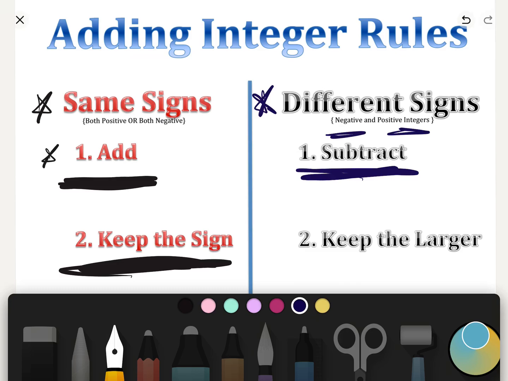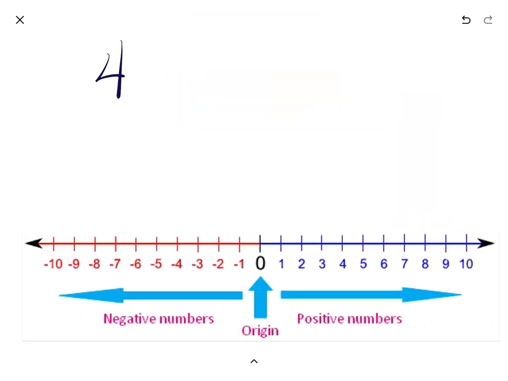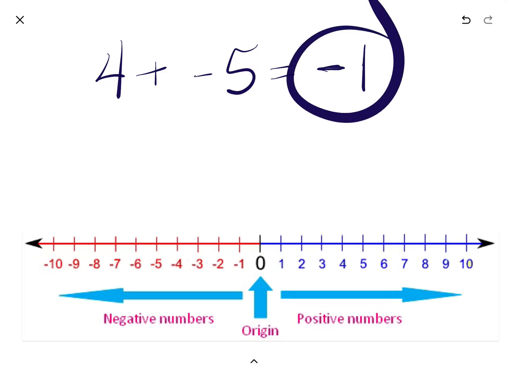But we subtract the absolute values in step 2 to determine the sign. We keep the larger. Whatever you got more of in your question is going to be the sign in your answer. So if I have 4 plus negative 5, different signs, so you subtract, and you just take the smaller from the larger. 5 minus 4 is 1. Different signs, subtract, and keep the larger. 5 is larger than 4 since it's negative. My answer is negative 1.